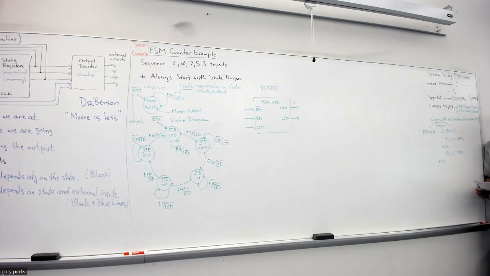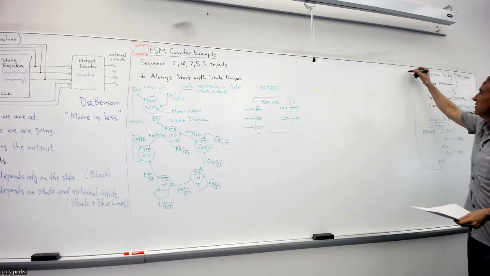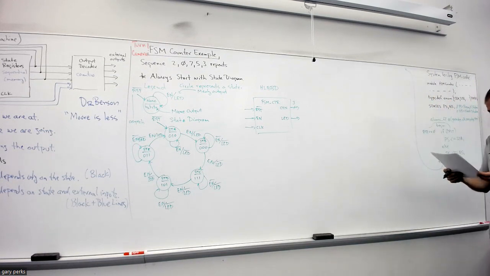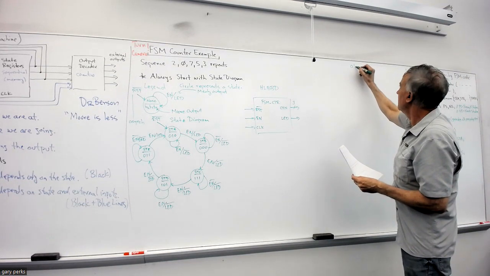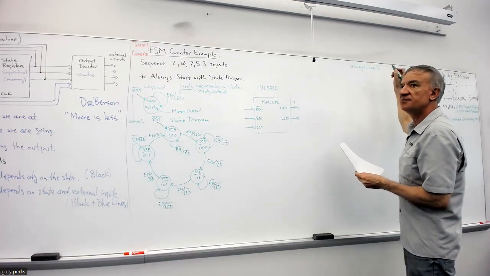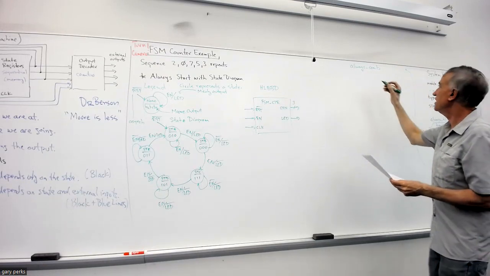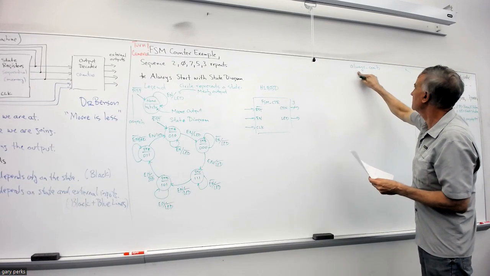All right. Okay, so the next thing, and we're going to come over here, would be the always comb. So always underscore comb. And we need a begin. Actually, let me put the begin over here, give me more space.